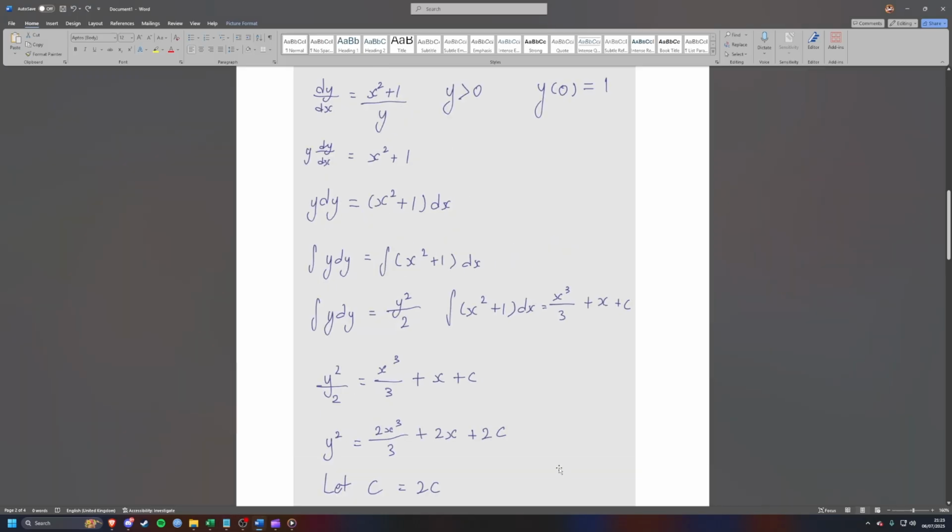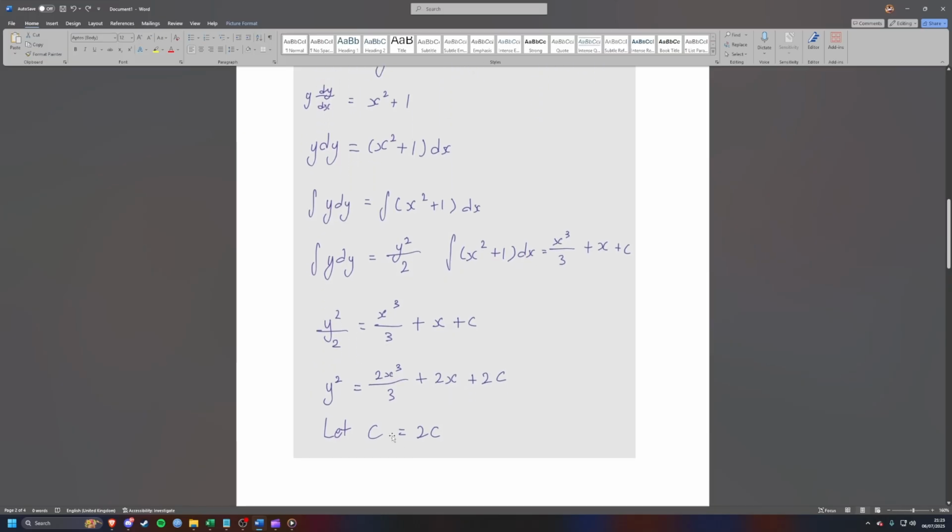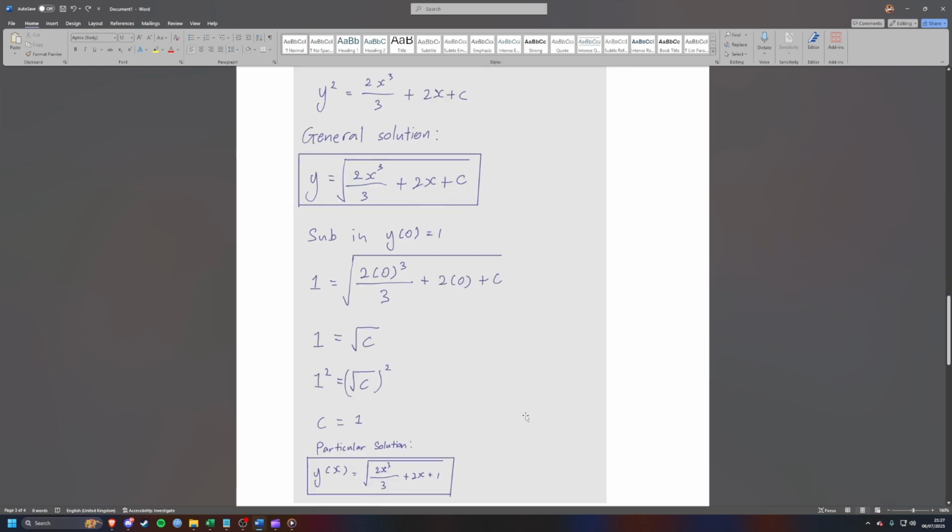To get rid of the y squared over 2, we will multiply both sides by 2. This will give you y squared equals 2x cubed over 3 plus 2x plus 2c. Since 2c is still a constant, we will rewrite it as c. With the general solution we have gotten, we sub in the initial condition, which is when x equals 0, y equals 1, which I have done here.